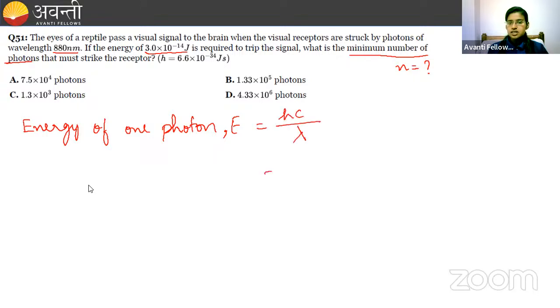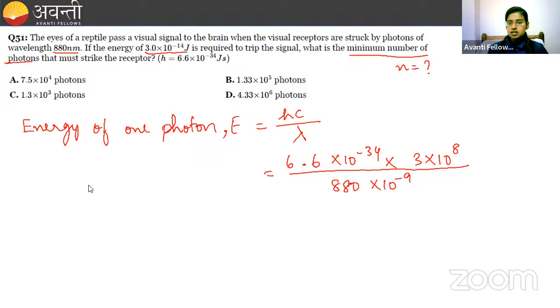Here h is Planck's constant, 6.626 into 10 to the power minus 34, and c is the speed of light, 3 into 10 to the power 8 meter per second, divided by lambda, which is 880 nanometer. A nanometer can be written as 10 to the power minus 9 meter. So now the energy will be 2.25 into 10 to the power minus 19 joule.